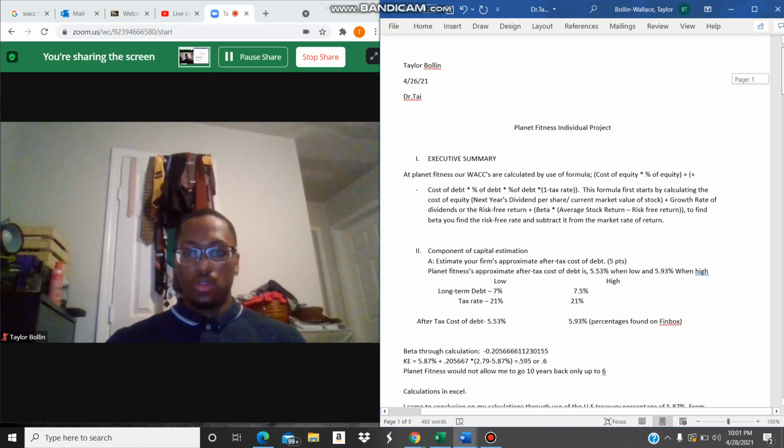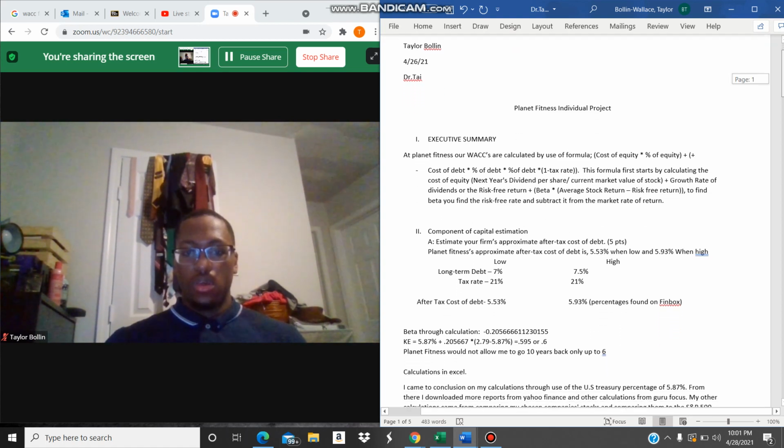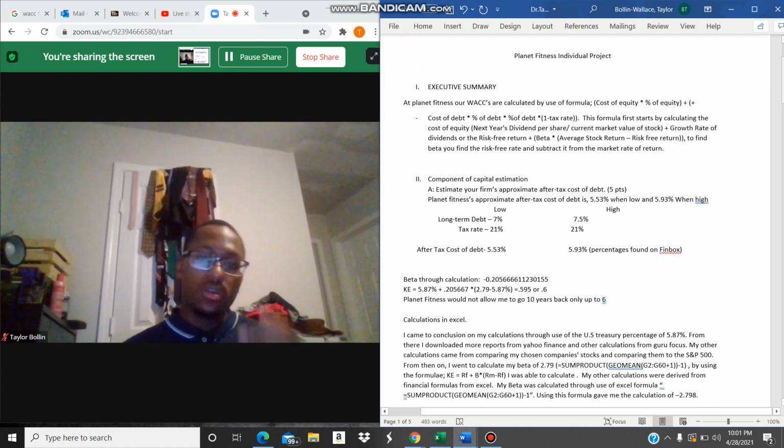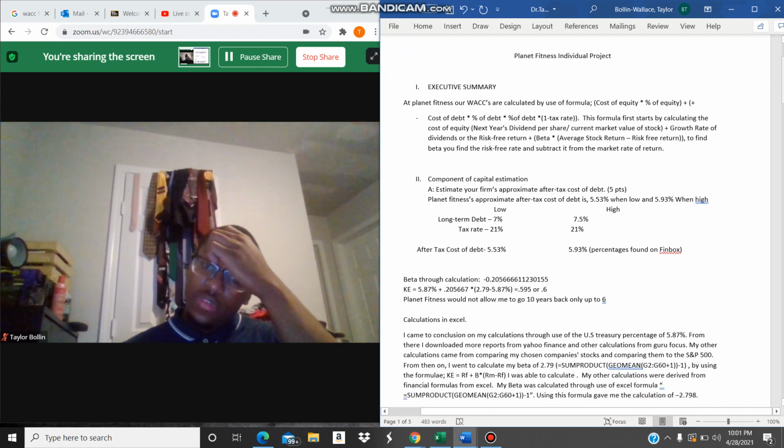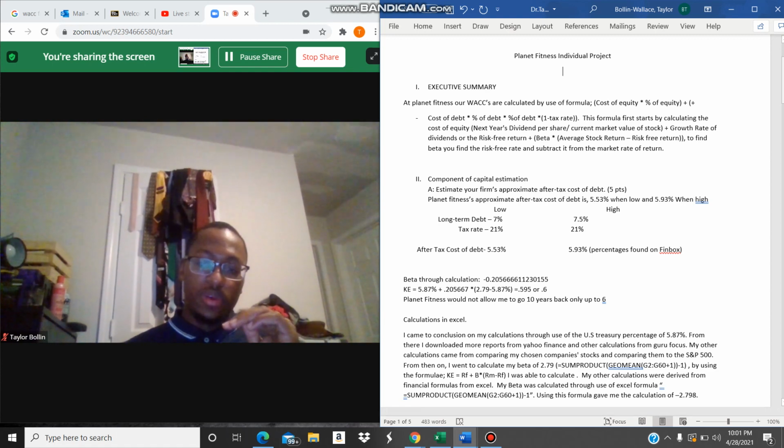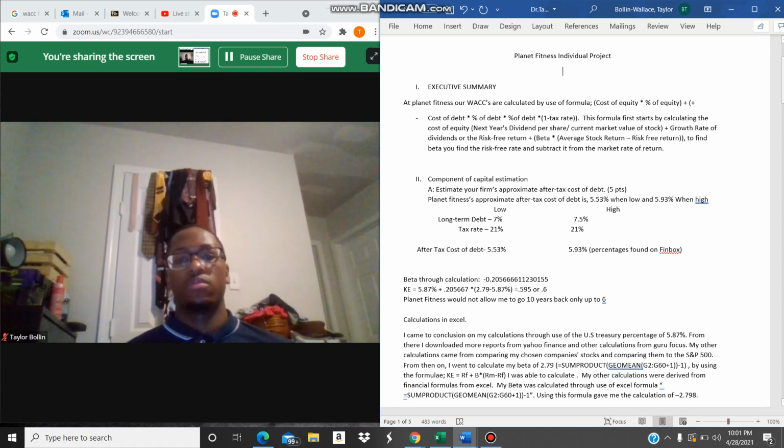So just to get straight into it, you have your component of capital estimation. I planned my whole project based off of the format that you gave us, and the first part was to estimate the firm's approximate after-tax cost of debt. I found my long-term debt rate when it's low and high, which is 7 to 7.5%, as well as the tax rate, which remained constant. My after-tax cost of debt was 5.53, and I used these percentages.